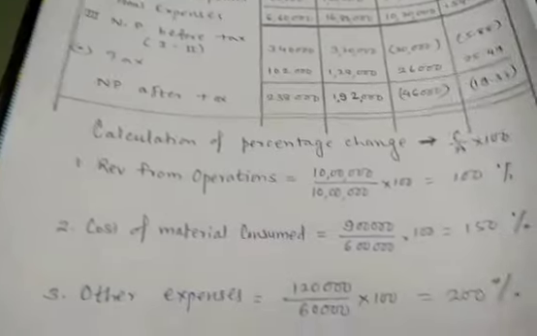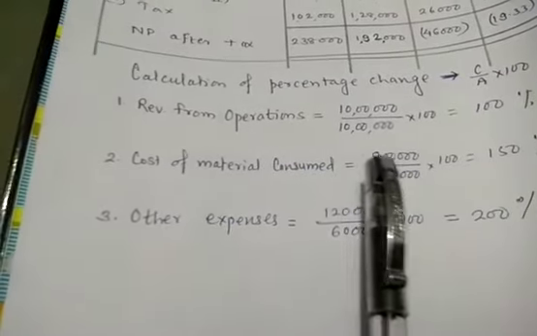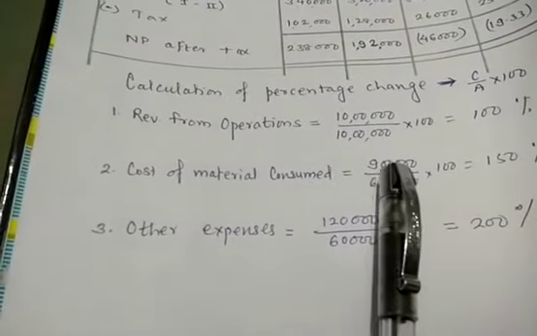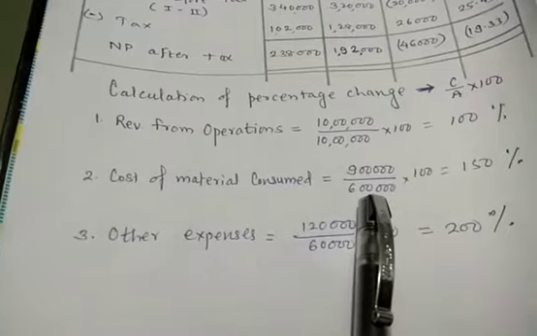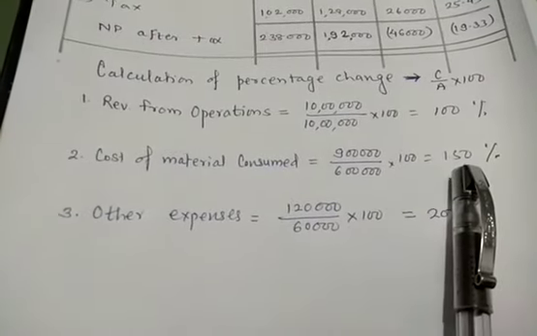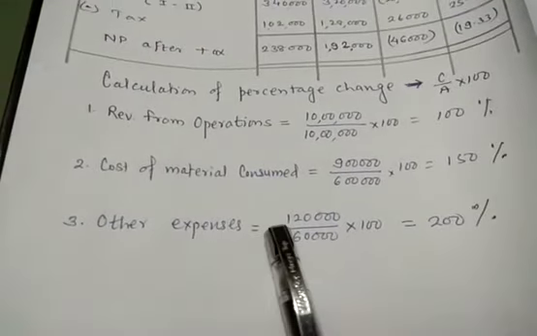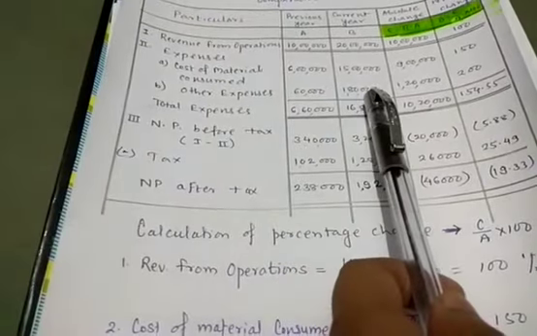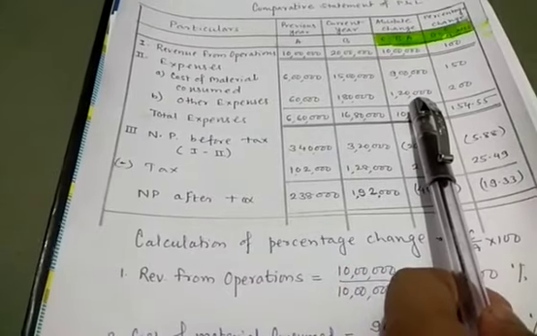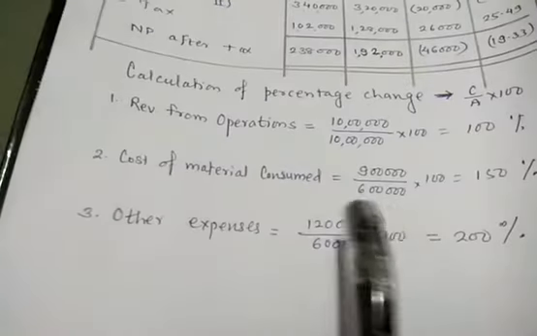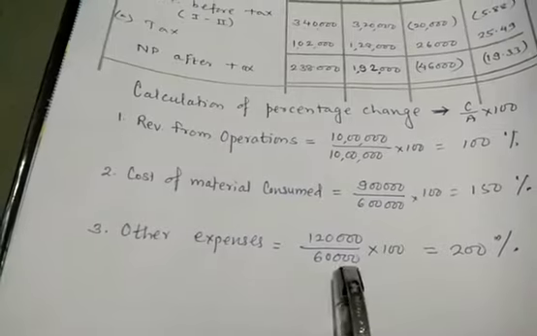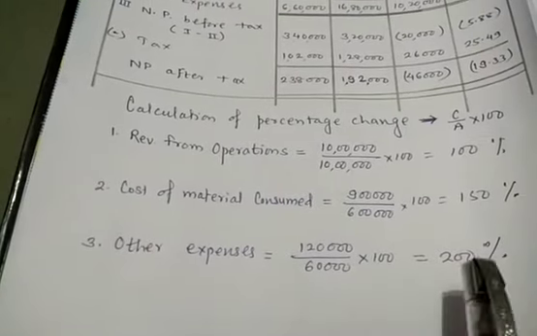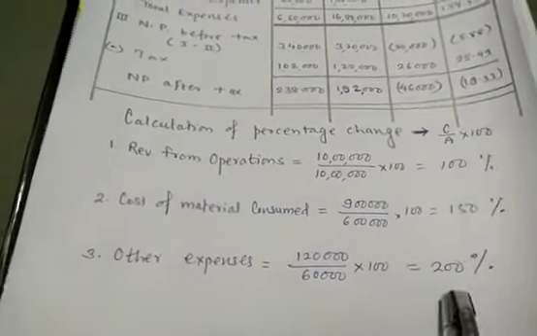With respect to cost of material consumed, the change is 9 lakhs with respect to the previous year's 6 lakhs. Hence the percentage change is 150%. With respect to other expenses, the other expenses were only rupees 60,000 previously, now gone to 1,80,000. The change is 1,20,000. Originally 60,000, so 1,20,000 upon 60,000 multiplied by 100 gives you exactly 200% change.